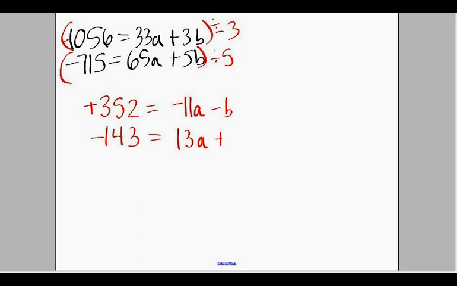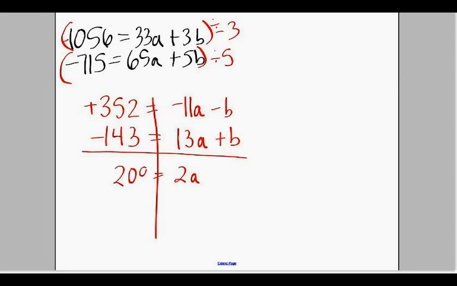Now I have two equations. These are identical to the one right above them. I haven't merged anything, but now I can eliminate much more efficiently because my B's are ready to be gone. My A's merge to 2 A's, and on the left side, 352 and -143 make 209. One last step, I'm going to divide both sides by 2, and I get A equals 104.5.